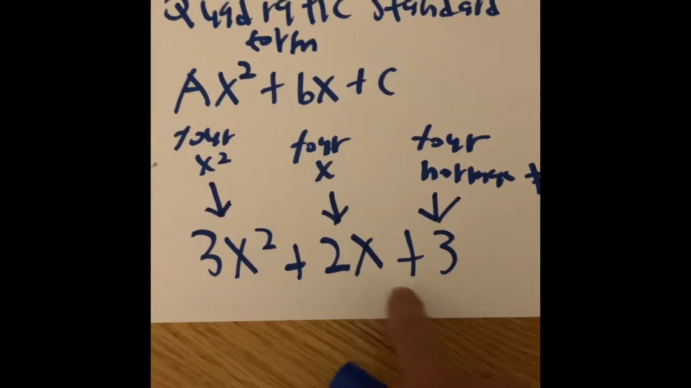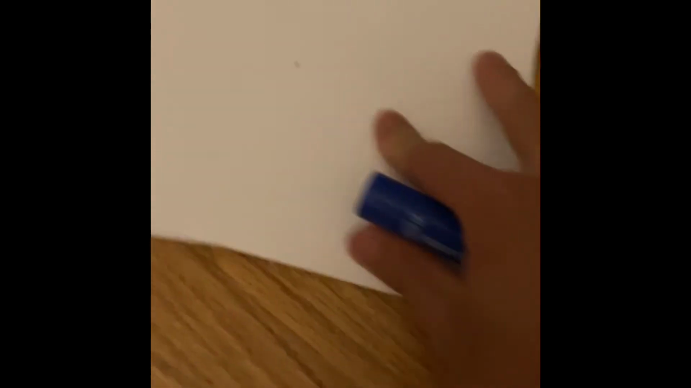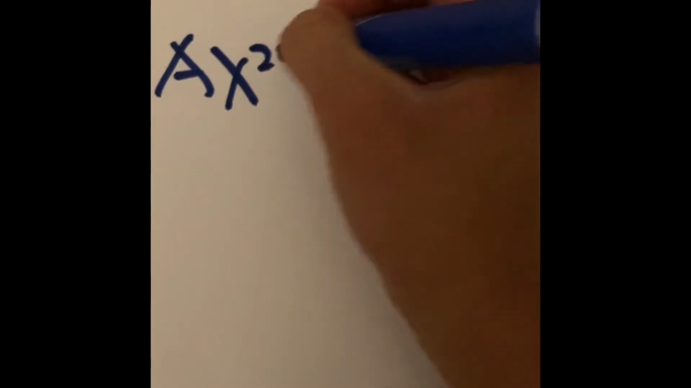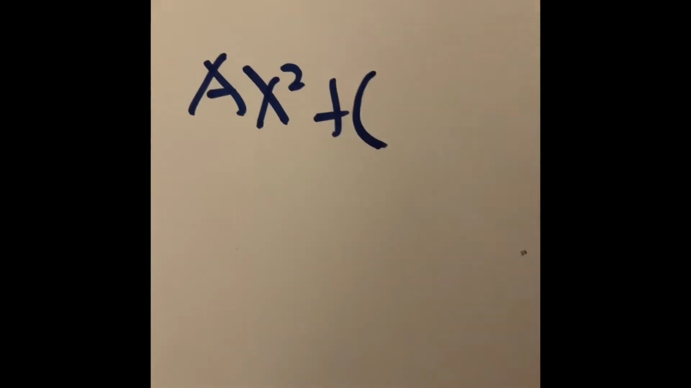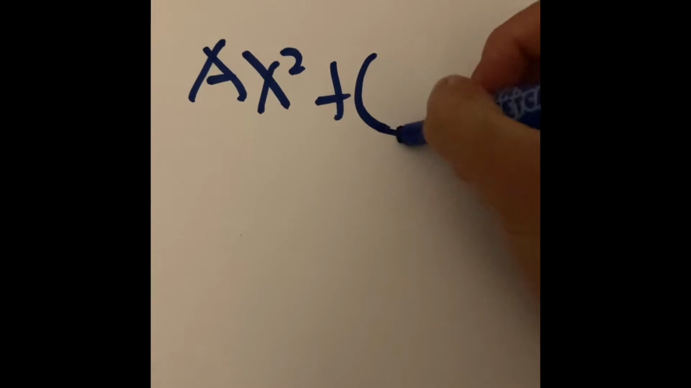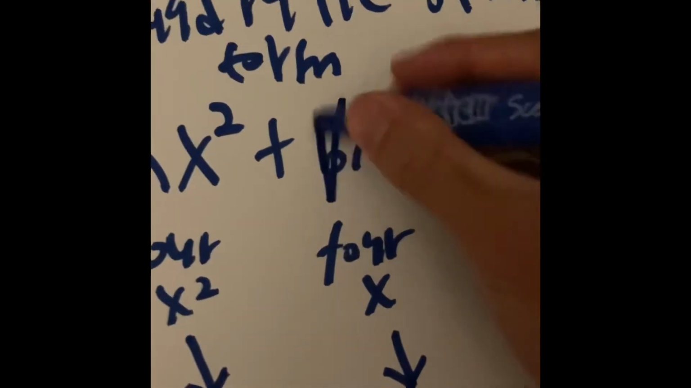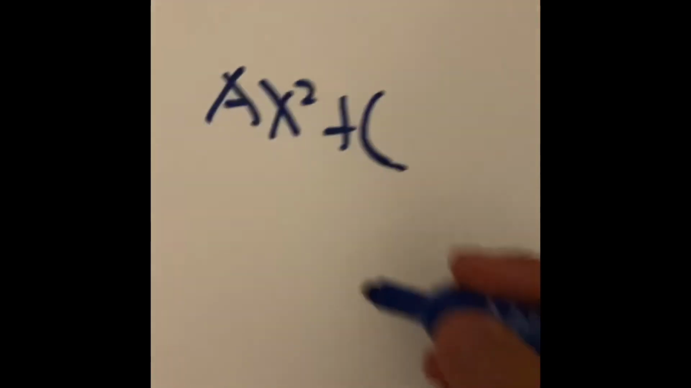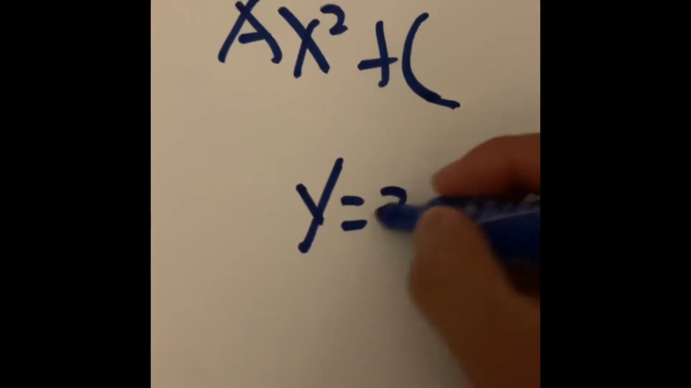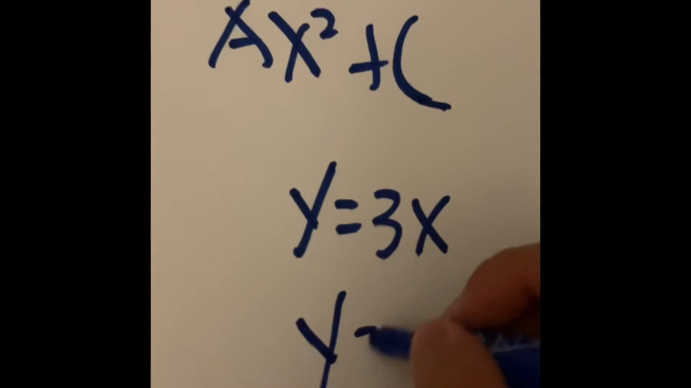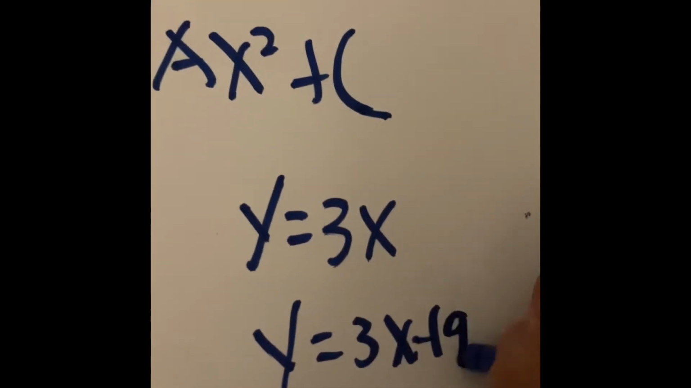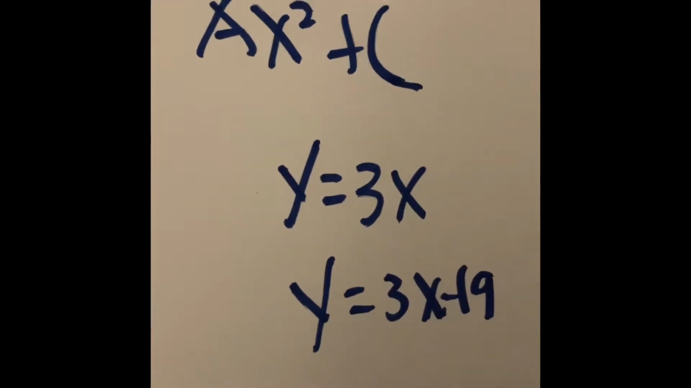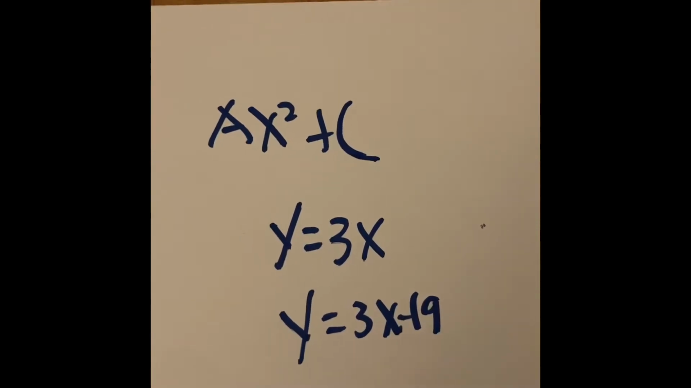But what we are going to be doing today is experimenting with a new kind of equation. We're going to use ax squared plus c, which means we are going to get rid of the bx. So we're going to be using equations such as y equals 3x squared and y equals 3x squared plus 9, and more of that. Let's start comparing.